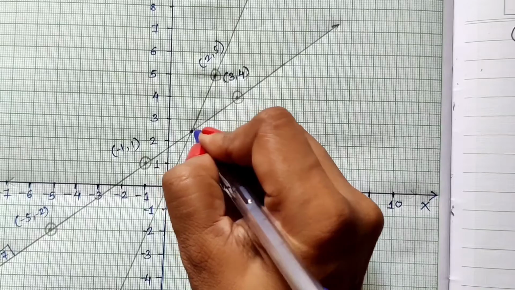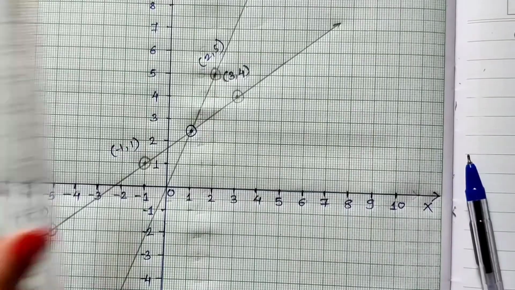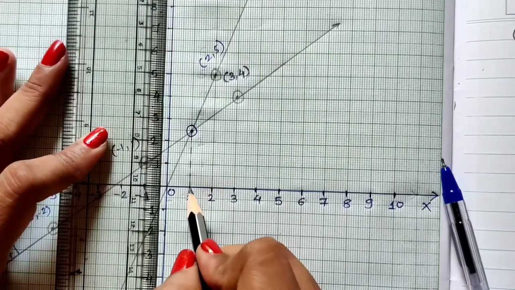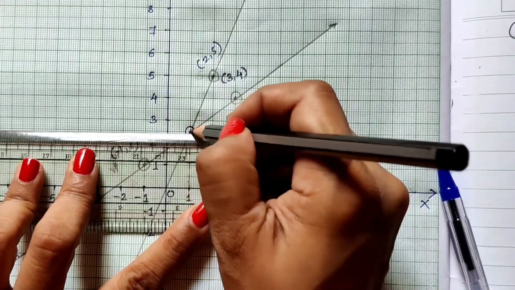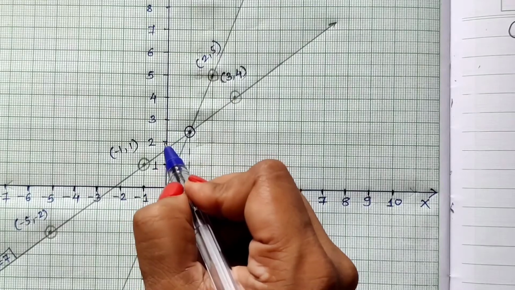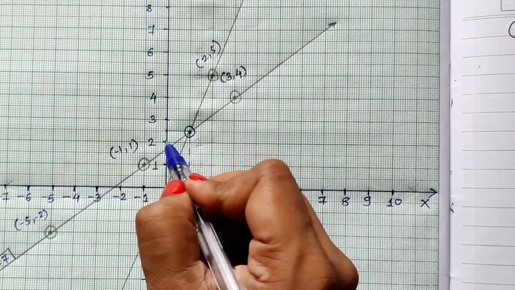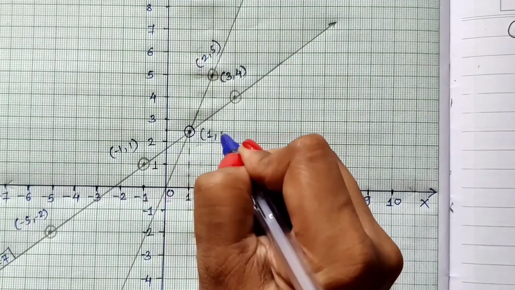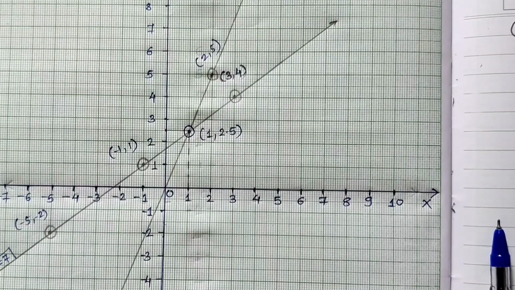This is the point of intersection. When you draw a dotted line from this point till the x-axis, its x coordinate is 1. We can see it goes till 1. So its x coordinate is 1. What is its y coordinate? If I draw a dotted line, you can see that this point is in between 3 and 2, the midpoint of 2 and 3. What will be the midpoint of 2 and 3? It will be 2.5. So the point of intersection has x coordinate 1 and y coordinate 2.5. So in this way we get the point of intersection here.